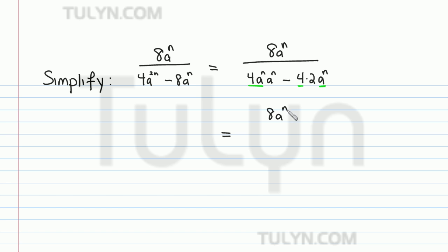So the numerator gives 8 times a to the n. And in the denominator, if we factor out a 4a to the n, what's left over? In the first term, it's just an a to the n. And in the second term, it's just a 2, right?